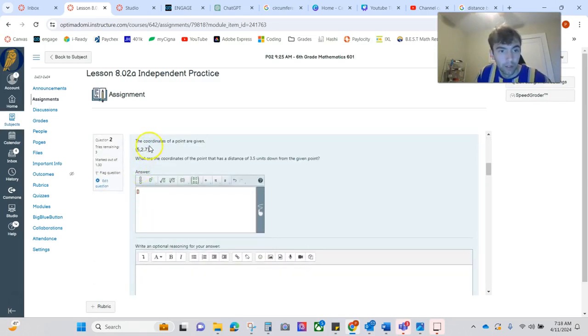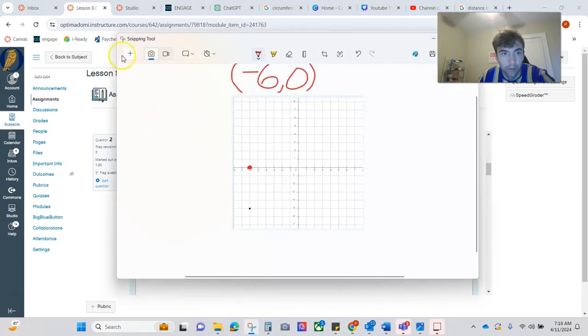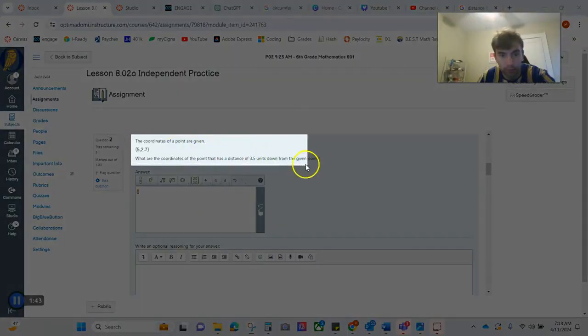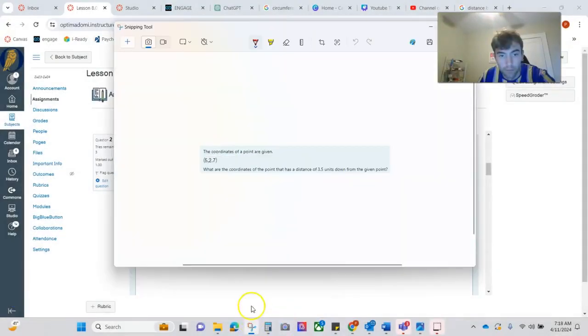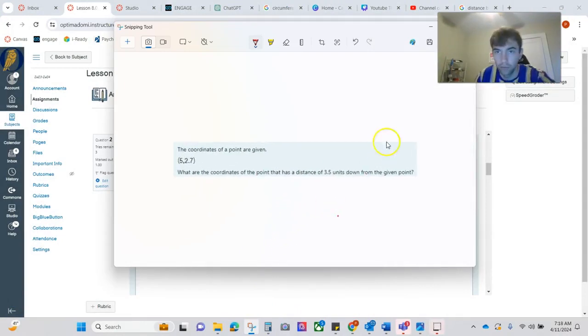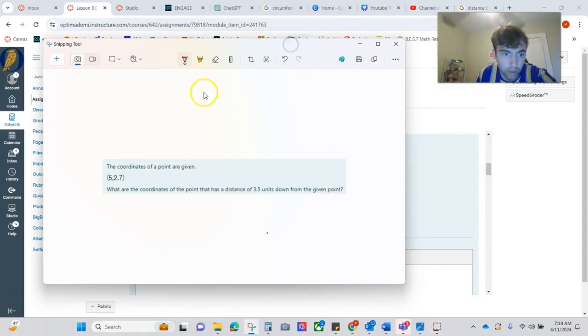Question 2. The coordinates of a point are given. What are the coordinates of a point that is 3.5 units down from the given point? 3.5 units down. Interesting. Curiouser and curiouser.